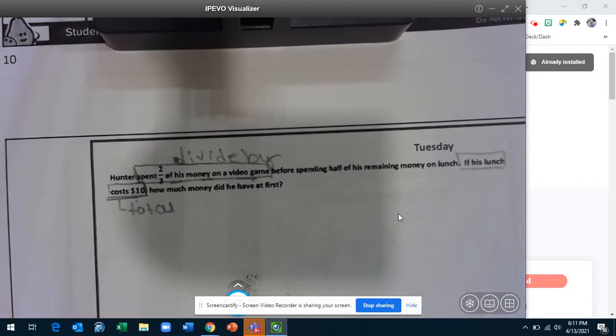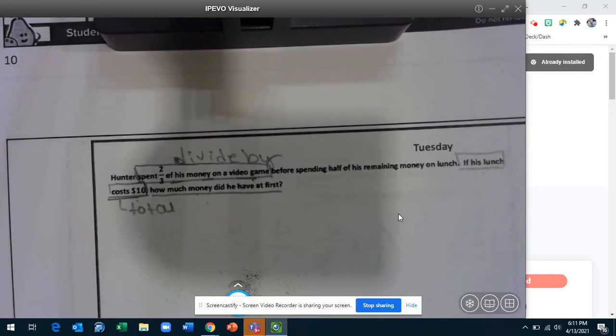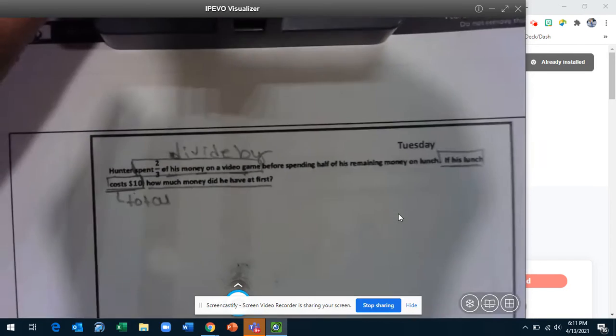All right, Hunter spent two-thirds of his money on a video game before spending half of his remaining money on lunch. If this lunch cost $10, how much money did he have at first? All right, so the first thing we want to do is annotate. We want to annotate if his lunch cost $10. We want to underline how much money did he have at first. And we want to box up, he spent two-thirds of his money on video games.